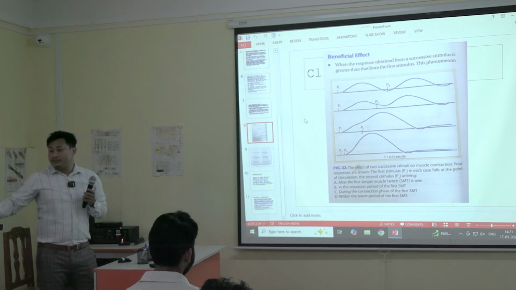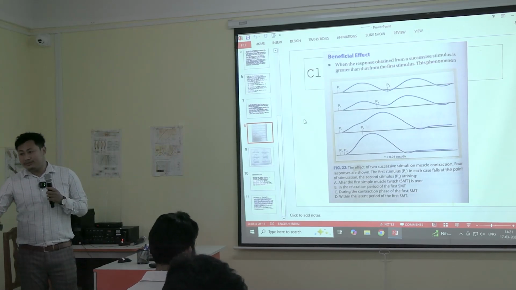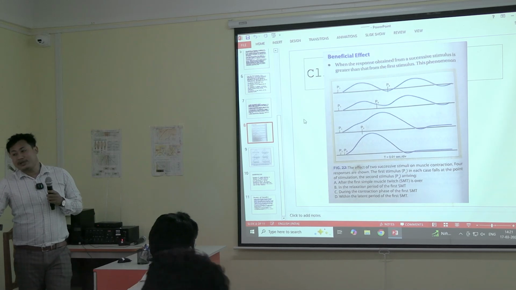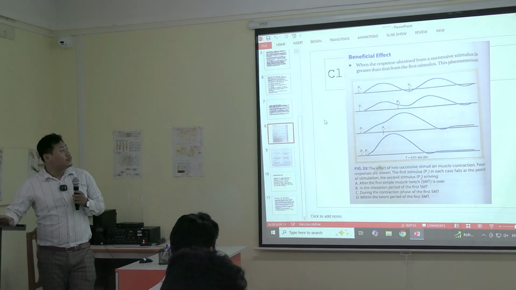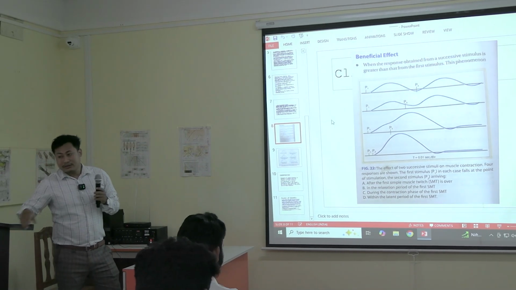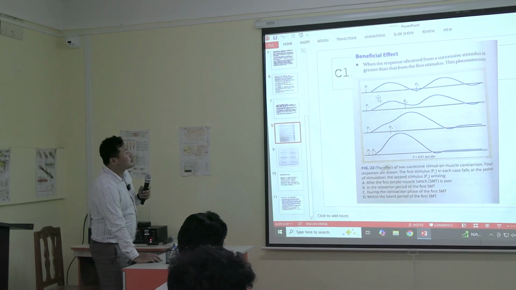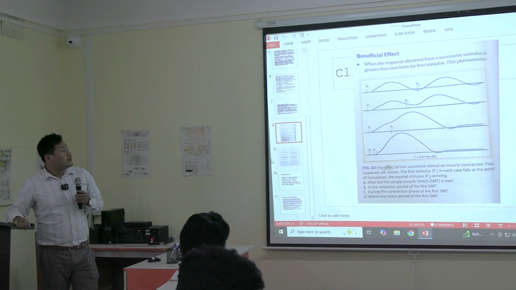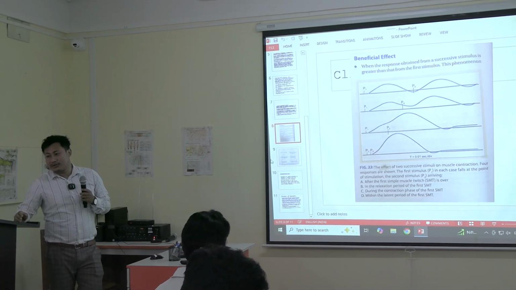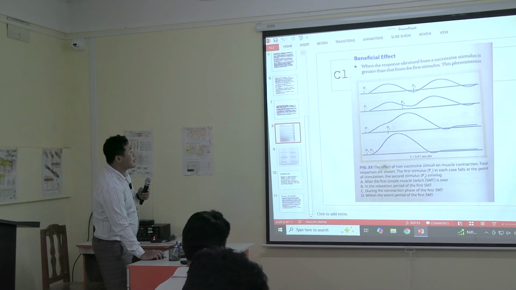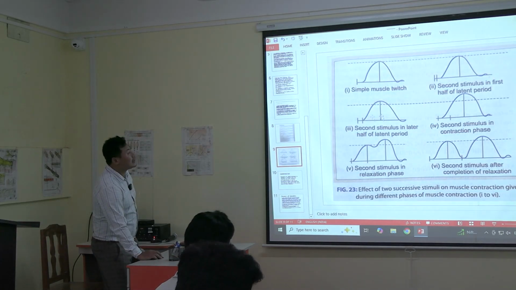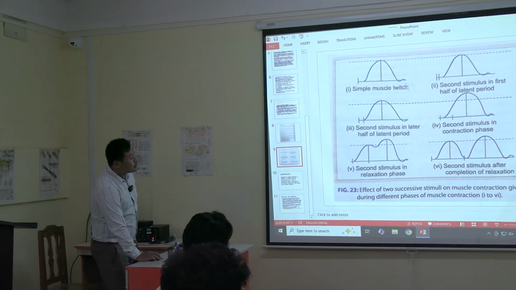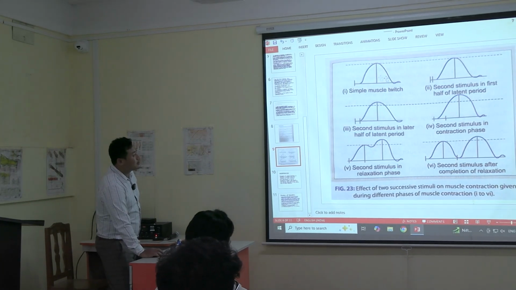Previously we have given repeated stimuli. But in this experiment, we will give two successive stimuli depending upon the site. Either it will be in the first half of the latent period or the later one-third of the latent period. So if the first stimulus is this, the second stimulus is this one.